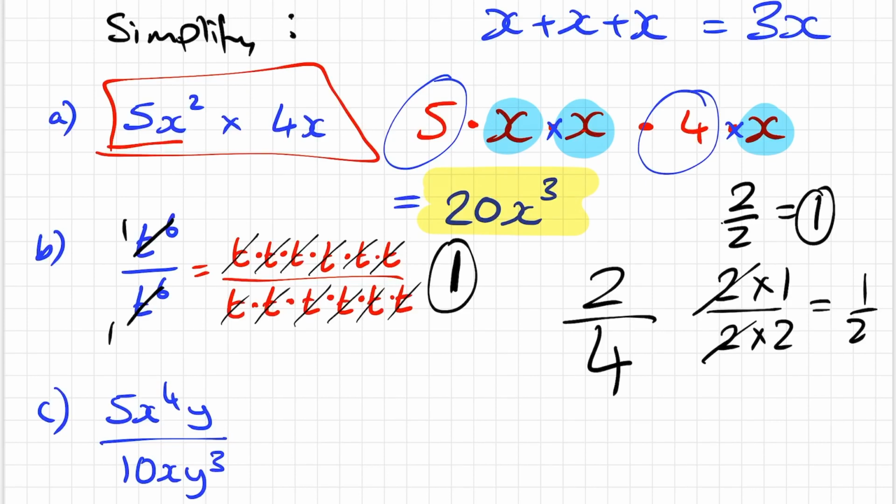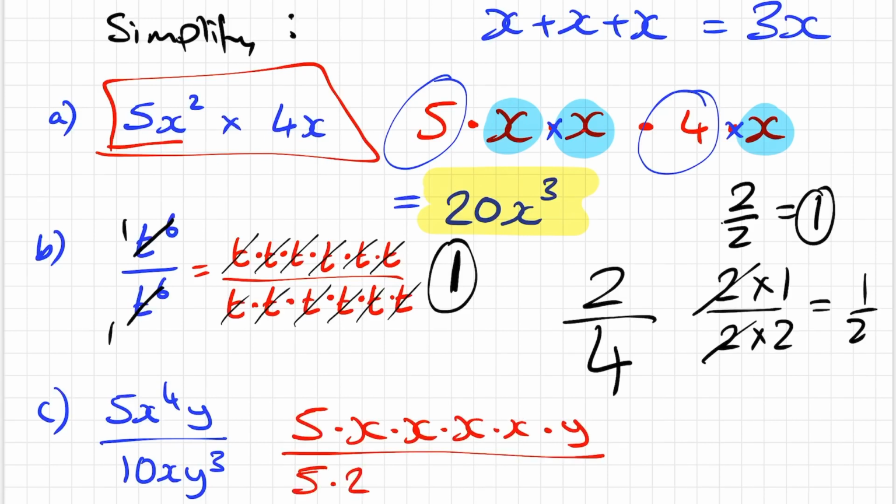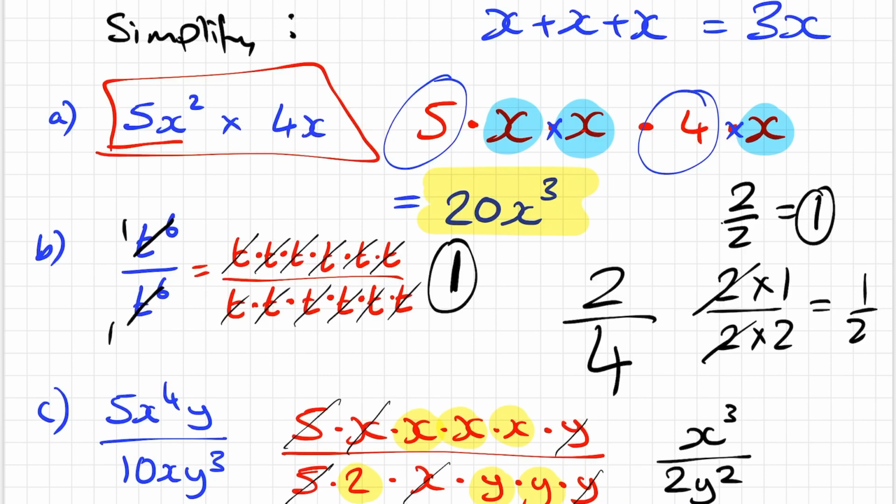Let's just write in expanded form. You know, I could write 10, but I'm going to write 5 times 2, because 5 times 2 is 10, yeah? I'm going to cancel out the 5 with the 5. I can cancel out x with an x. I can cancel out a y with a y. And I'm left with x cubed divided by 2y squared. That's my final answer.